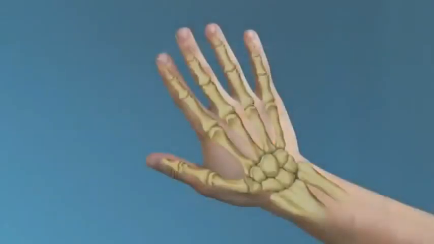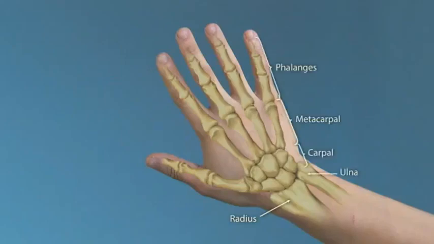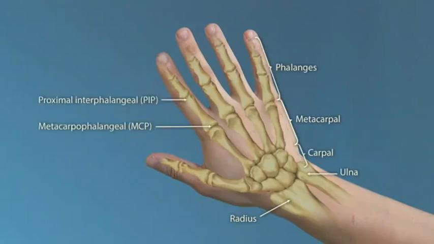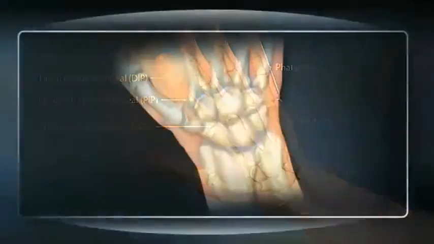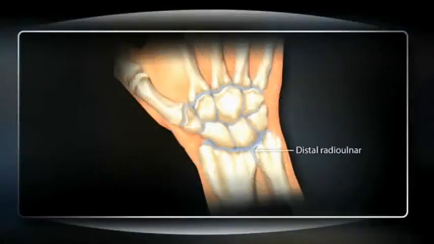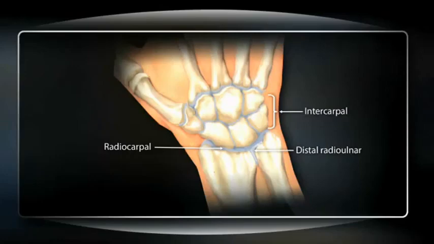Before examining the patient's wrists and hands, consider these important structures. Bones of the wrist and hand include the distal radius and ulna, the carpal bones, the metacarpals, and the phalanges. The joints of the hand include the metacarpophalangeal, MCPs, proximal interphalangeal, PIPs, and distal interphalangeal, DIPs. Related joints include the distal radioulnar joint, radiocarpal, and intercarpal and phalangeal joints.